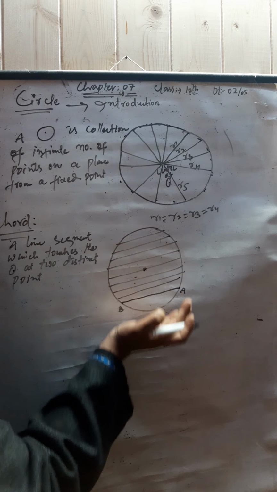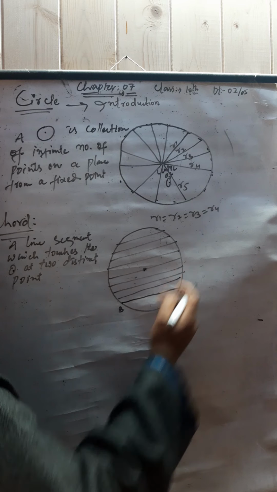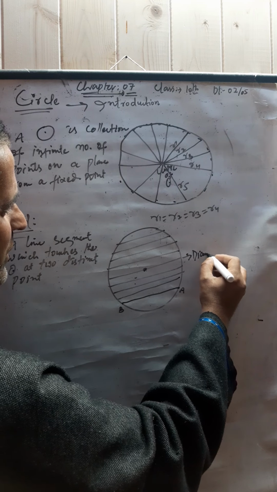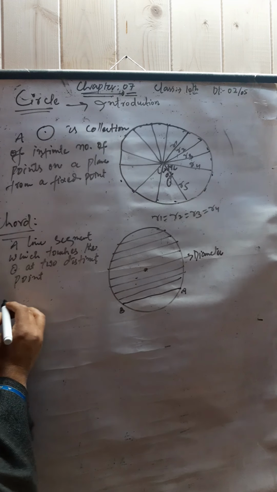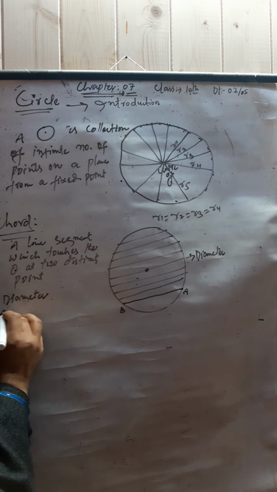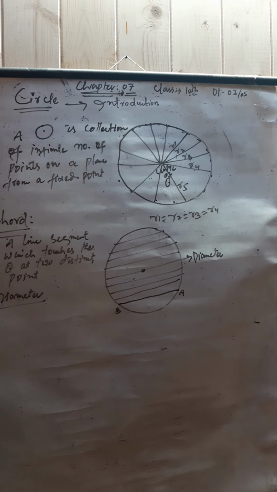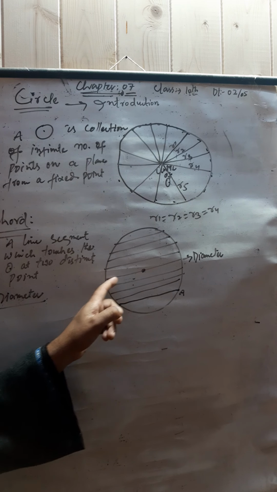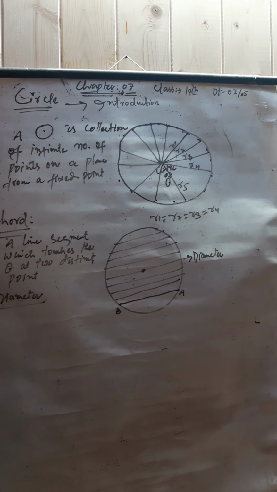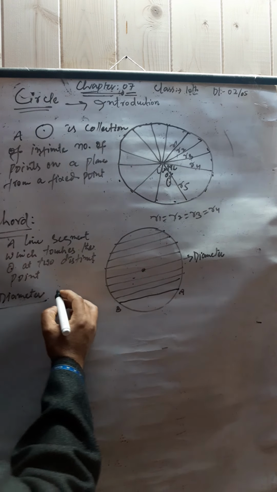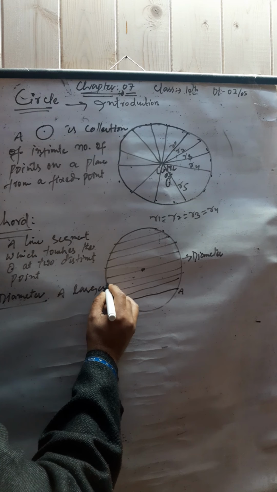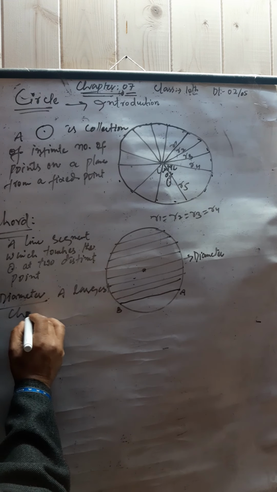It divides the circle into two equal parts, and we get a new term, and that is called the diameter of a circle. So we will define it as: the diameter of a circle is nothing but a chord which passes through the center of a circle and divides the circle into two equal parts. So a chord, the largest chord we can say, is the diameter, the largest chord of a circle.